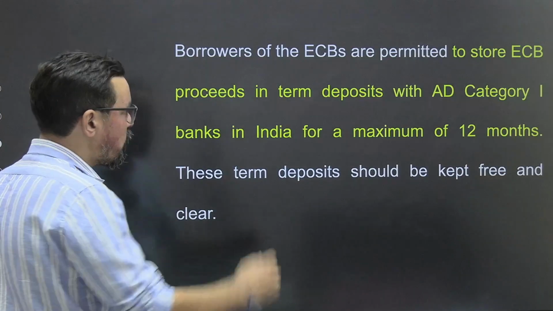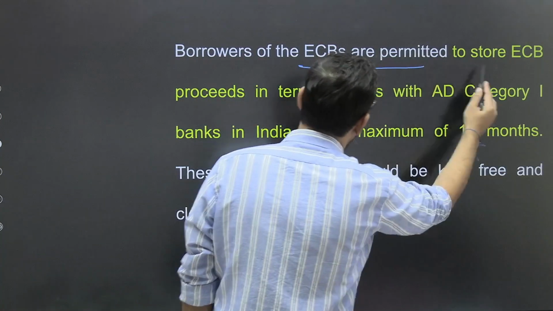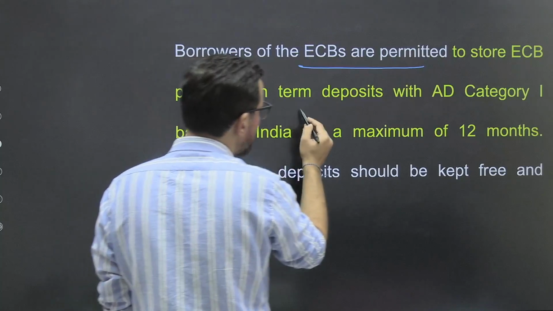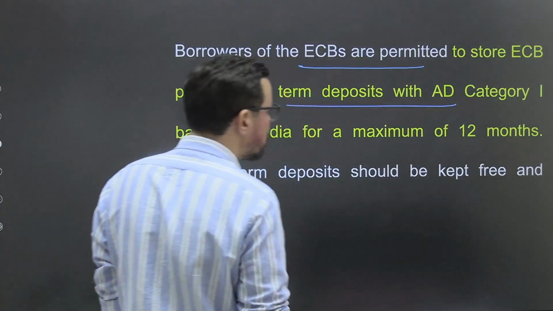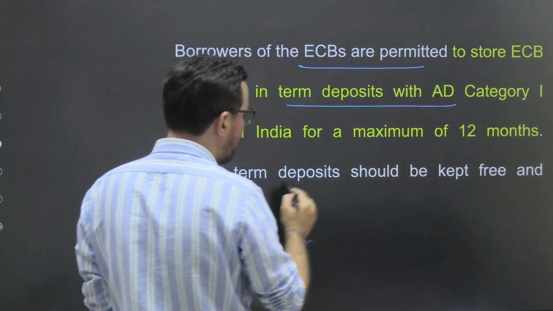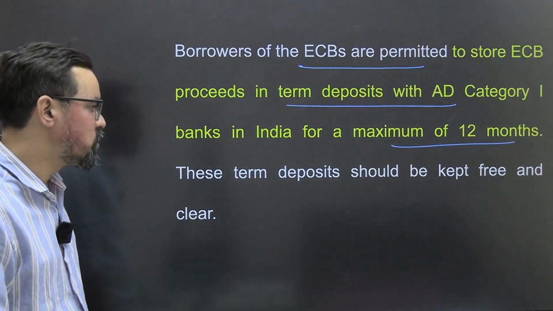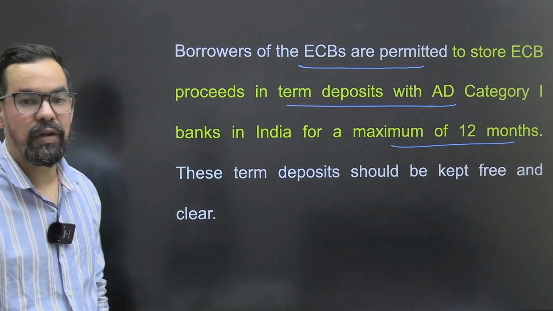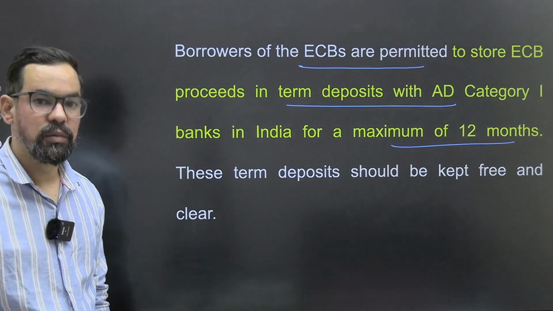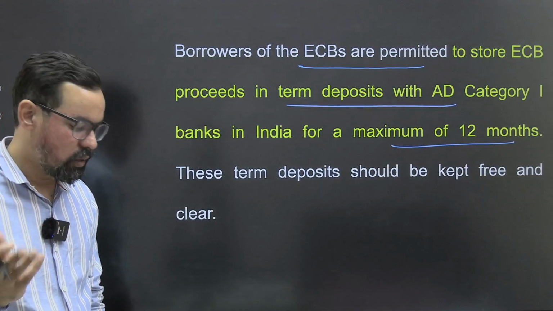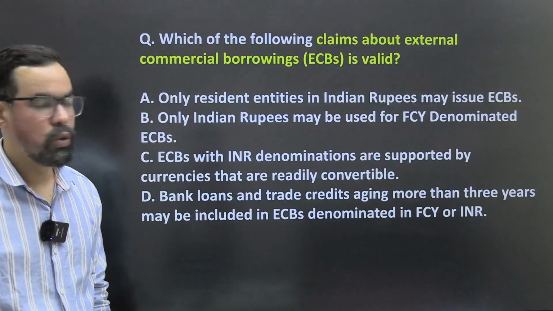So borrowers of ECB are permitted to store ECB proceeds in a deposit with authorized dealer category 1 banks in India for a maximum period of 12 months. These term deposits should be kept free and clear. Free and clear means unencumbered. So there should be no legal obligation against those particular deposits.